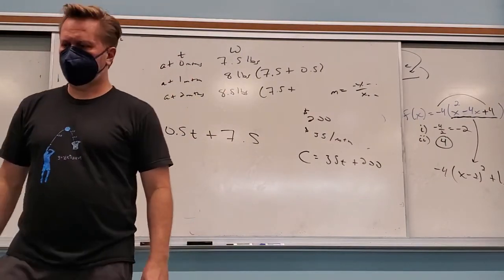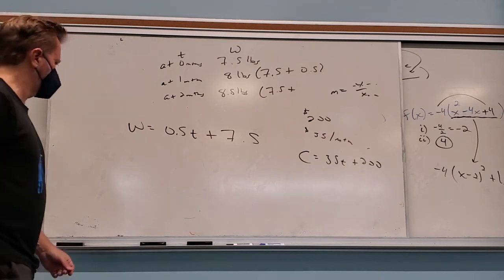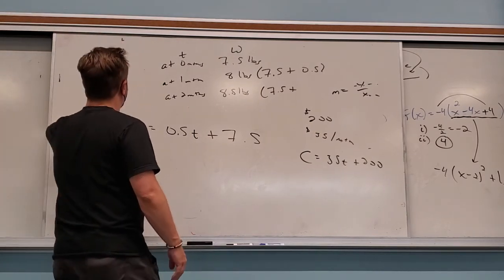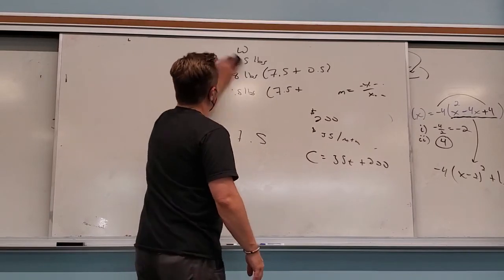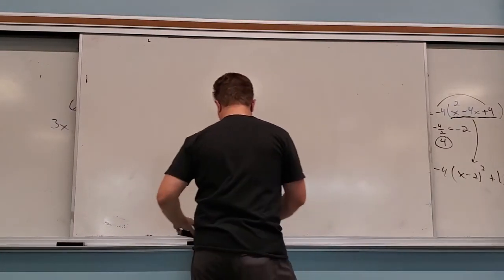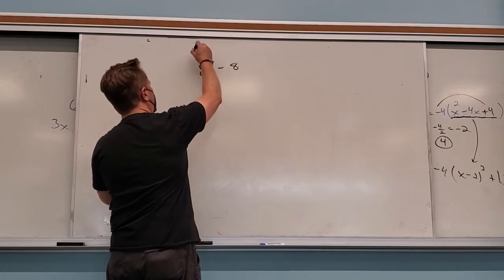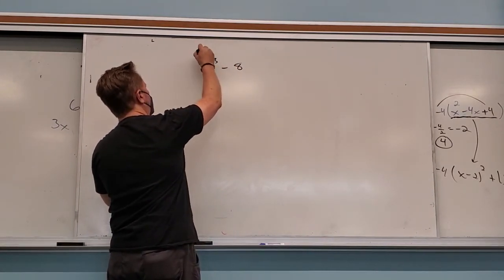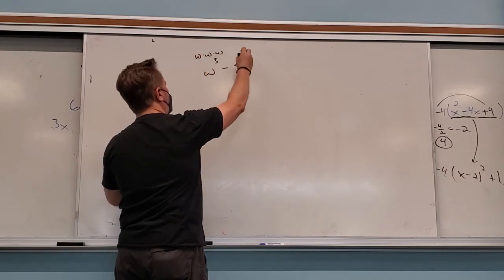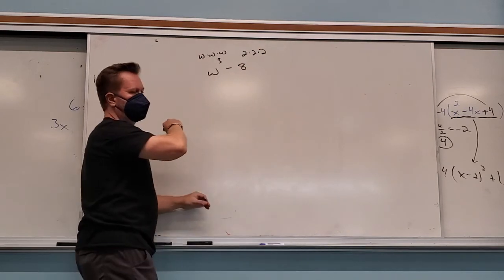I'm still having a hard time factoring cubes, like the 3w minus 8, for example, or w to the third minus 8. Yeah, so the first step is w cubed is w times w times w, right? 8 is 2 times 2 times 2, right?